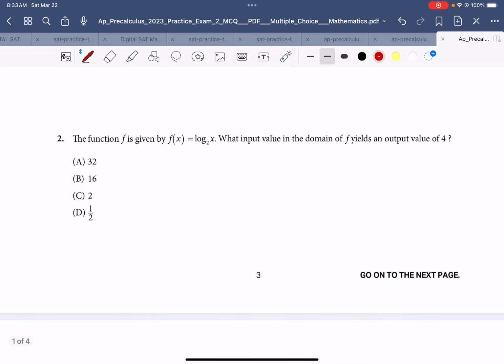The function f is given by f of x is log base 2 of x, and then what input value in the domain of f is the output value of 4? So output is 4, so you plug it into y, log base 2 of x. Okay, and one of the properties for logarithm, you can change this one as an exponent, right? So going around, 2 to the 4th power equals x, right? And then 2 to the 4 is 16. So your x is 16, and it is in the domain. So that's the correct answer.